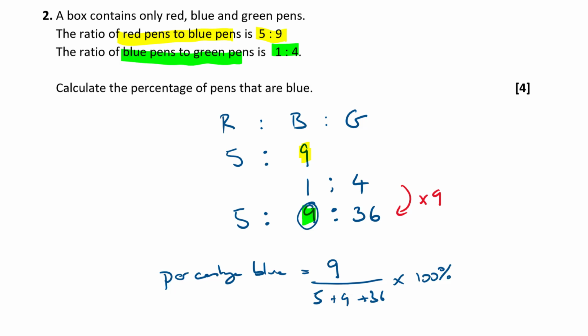Okay, so what's 5 plus 9 plus 36? That is 50, isn't it? So it's 9/50ths. Well, I might just make that into 100ths and say that's 18%.